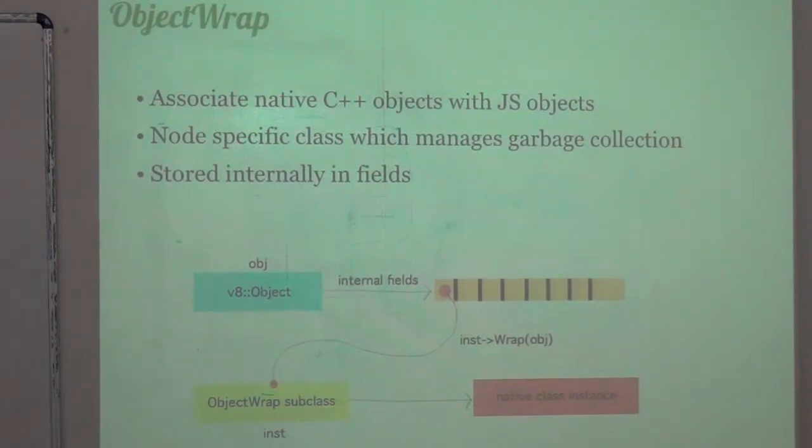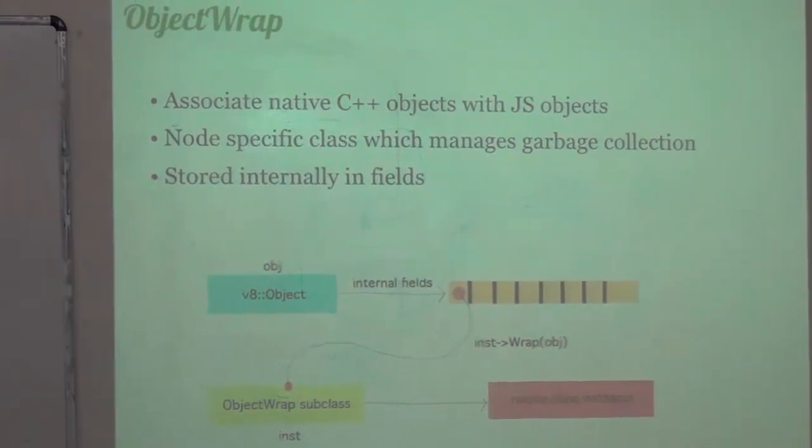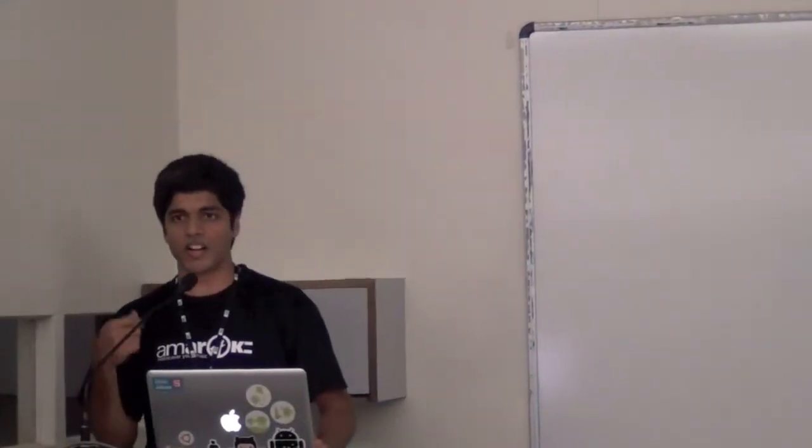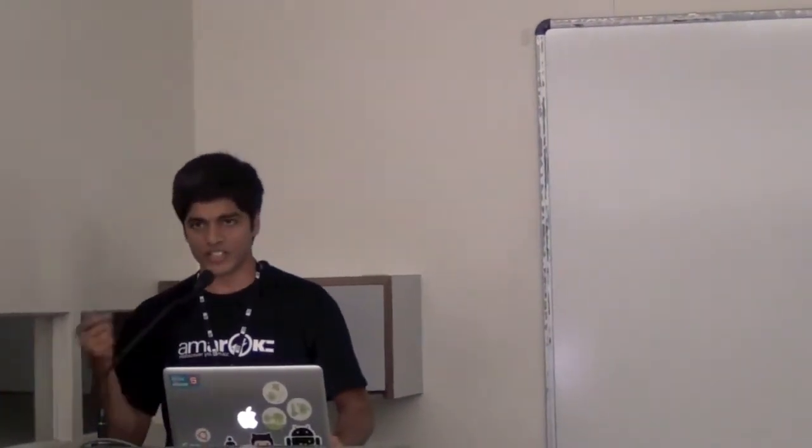So what you would do in that case is create an object wrap subclass, let's call it image in another namespace. So let's call it JS image, so we don't get confused, right? And JS image would contain the native image and would do operations on the native image. And JS image would have methods on itself, and it would have fields on itself and expose itself to V8, right?